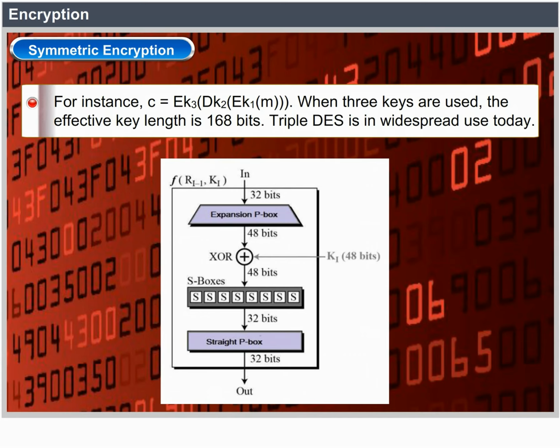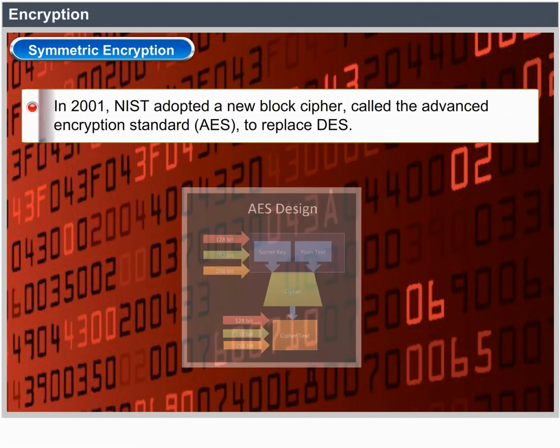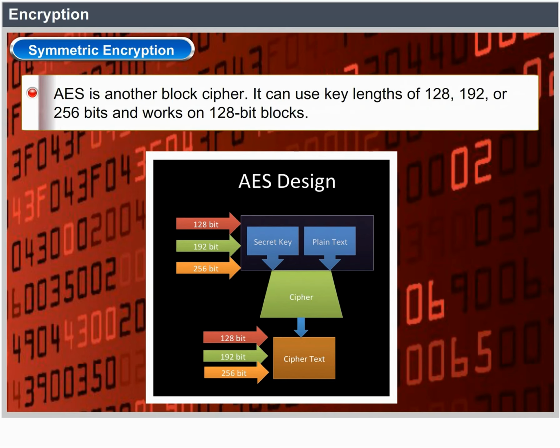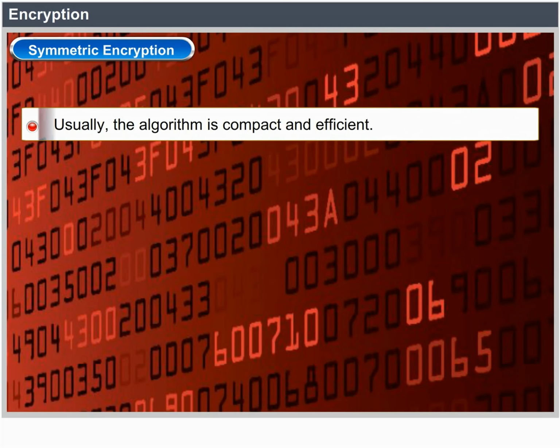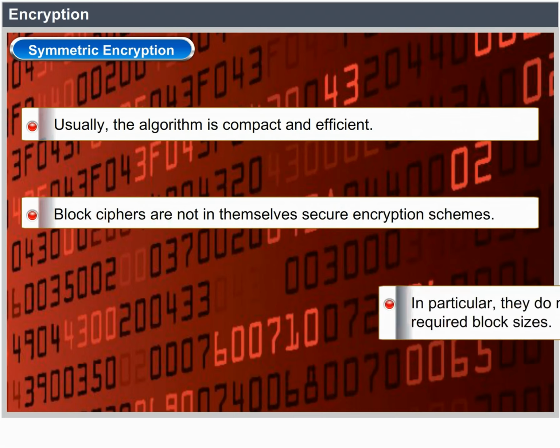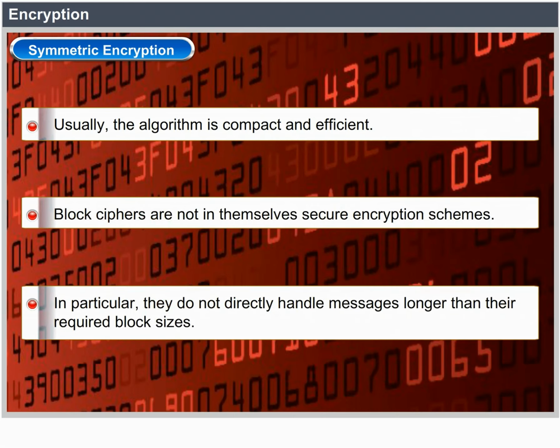In 2001, NIST adopted a new block cipher called the Advanced Encryption Standard (AES) to replace DES. AES is another block cipher. It can use key lengths of 128, 192 or 256 bits and works on 128-bit blocks. Generally, the algorithm is compact and efficient. Block ciphers are not in themselves secure encryption schemes. In particular, they do not directly handle messages longer than their required block sizes.